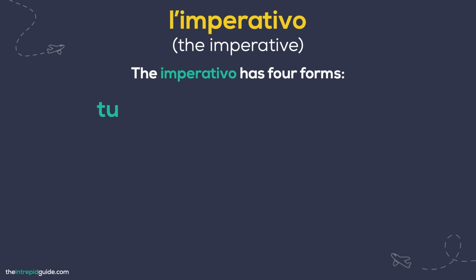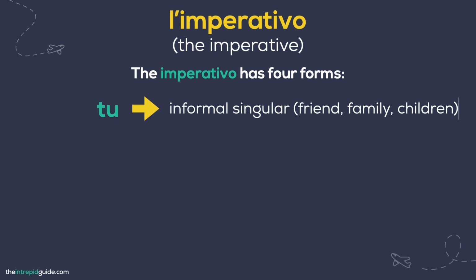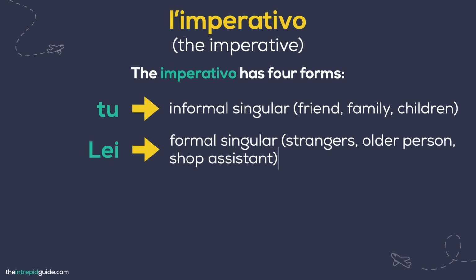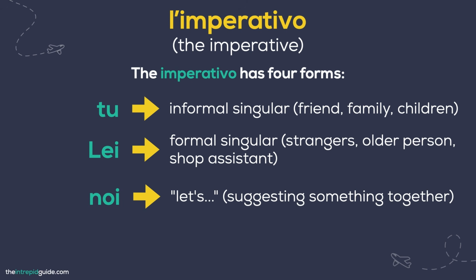Now there are 4 forms that you'll use, depending on who you're talking to. You'll use tu, which is the informal singular, with friends, family, or even children. Then we have the lei form, which is used in formal settings or with strangers and people that you don't know well. Notice here that we use a capital L. Then we have the noi form, which basically means let's, and then you add in the verb. Now this is suggesting something to do together. Then we have the voi form, which is used when talking to a group.